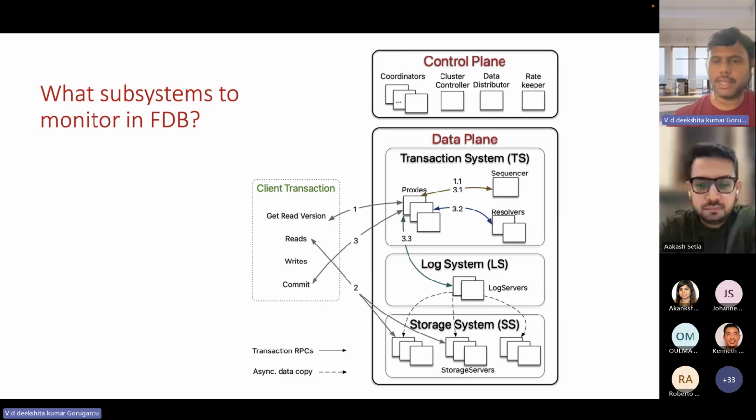Because when we are checking the metrics or troubleshooting the logs, we have to identify which FDB role is emitting the metrics or logs, and we have to troubleshoot it accordingly. So that's why these four subsystems are very important in FoundationDB, even for provisioning or monitoring.